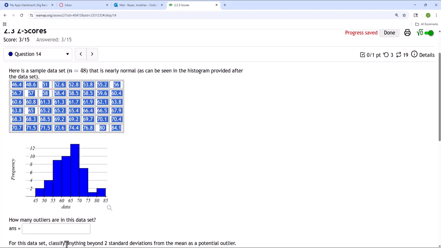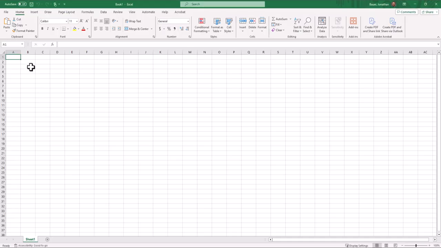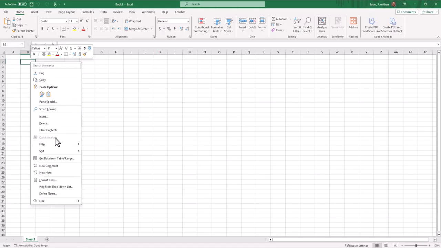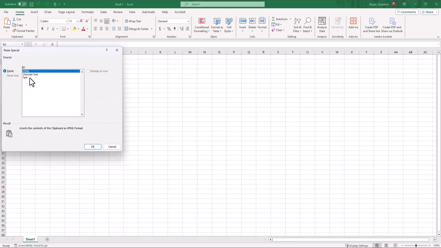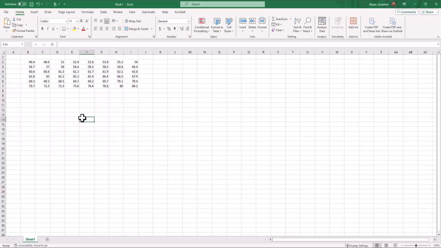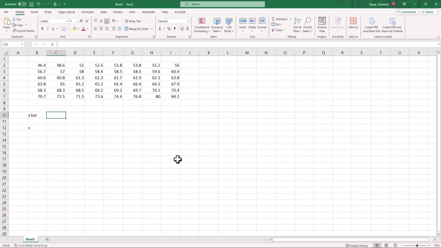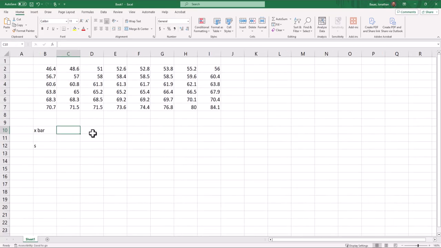So I'm going to copy this data set over to Excel and paste special text. Got it here. So here's my data set. So we need to know the mean, that's x bar, and we need to know the standard deviation, that's s. Going to zoom in a little bit here so it's a bit easier to see.